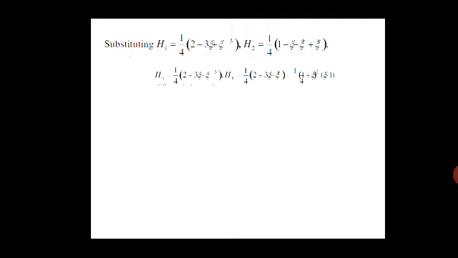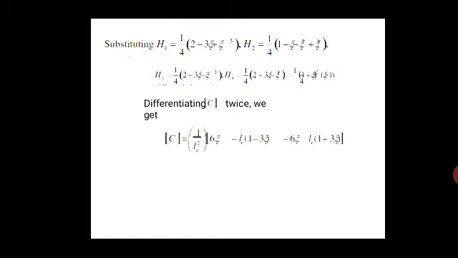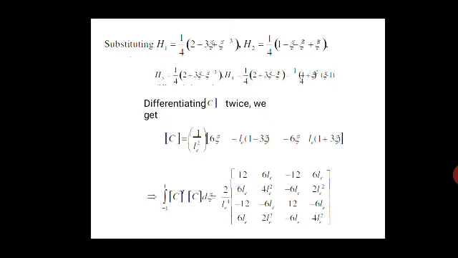On simplification, on substituting the value of h1 is equal to 1 by 4 and h2 as 1 by 4 into 1 minus ζ square into ζ cube, and h3 and h4 values in the above equation, and differentiating twice, we get C is equal to 1 by Le square into 6ζ, minus Le into 1 minus 3ζ, minus 6ζ, Le into 1 plus 3ζ matrix.